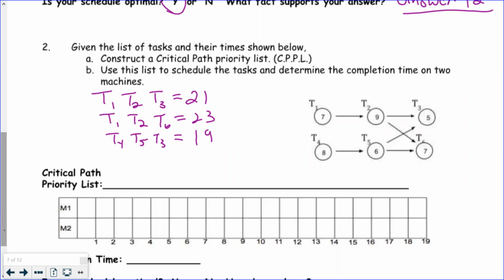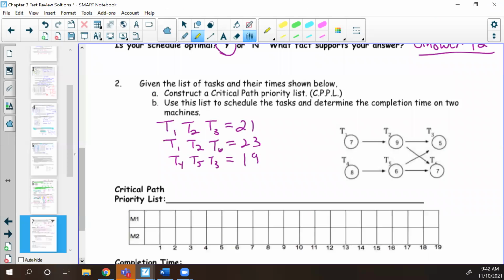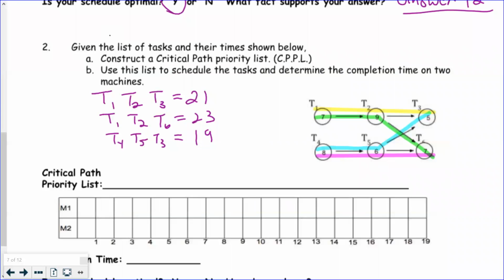And then that last one, let me highlight this again. The first one is task 1, task 2, task 3. The second one is task 1, task 2, down to task 6. The third one is task 4, task 5, up to task 3. And the last one is task 4, task 5, task 6. So there are four of these. And I gotta write down the last one. Task 4, task 5, task 6, and that's 14, that's 21 also.